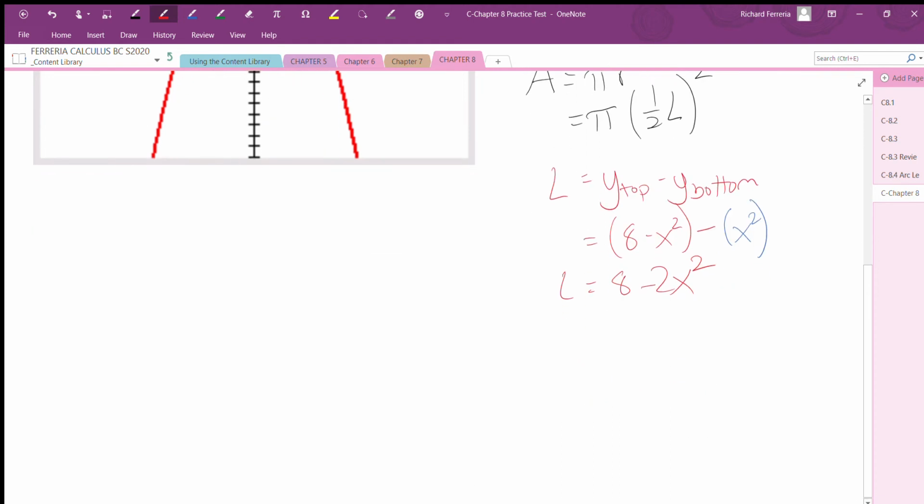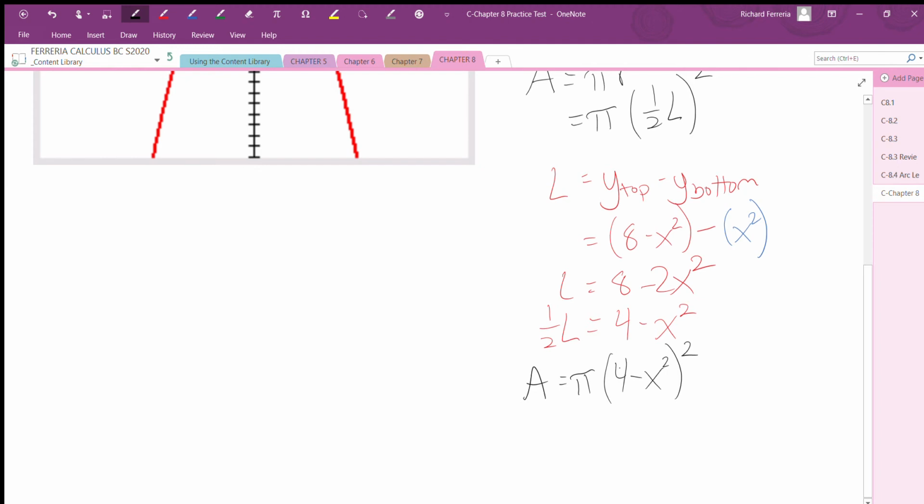If we're thinking ahead, we're going to be squaring half of the length, so we should figure out half the length. Half the length will be 4 minus x squared. And so now my area formula becomes pi times (4 minus x squared) squared.